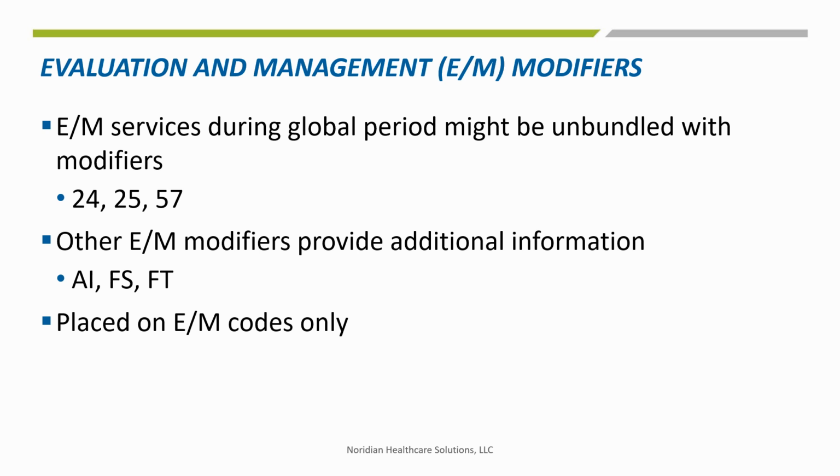There is a possibility that some evaluation and management, or E&M services, during a global period could be unbundled using numeric modifiers 24, 25, or 57, and 3 alpha modifiers provide additional information in certain circumstances. These modifiers are only used on evaluation and management codes. We will discuss the details on each modifier during this tutorial.